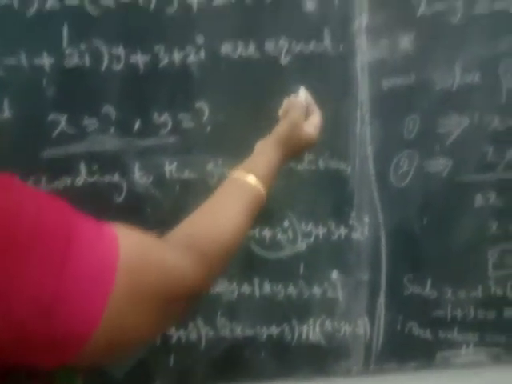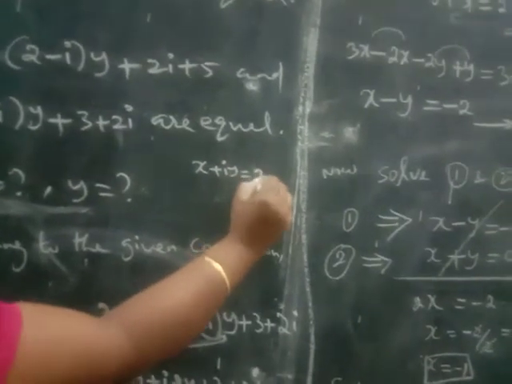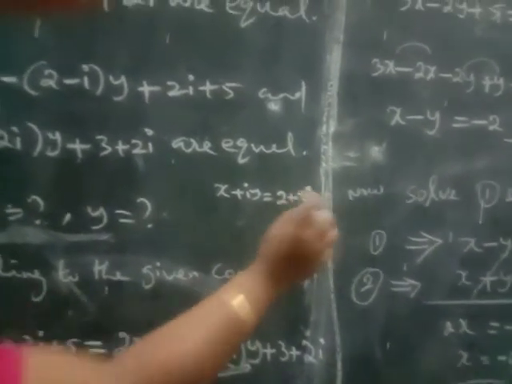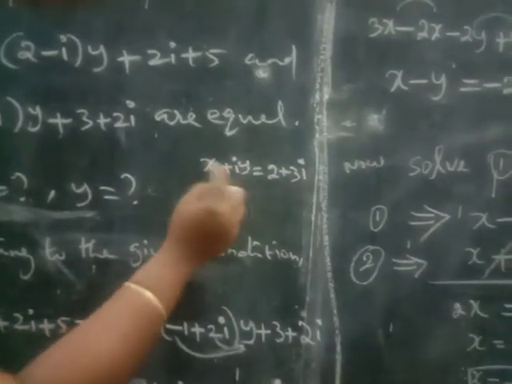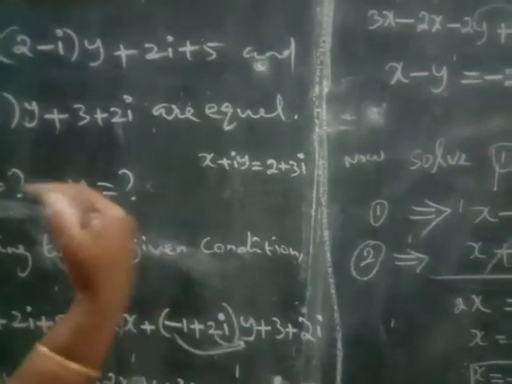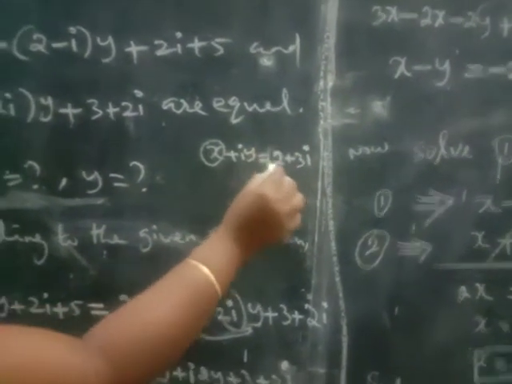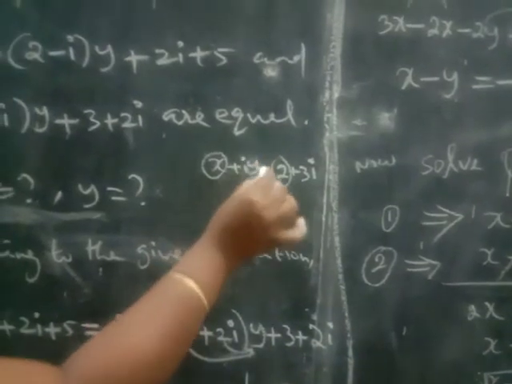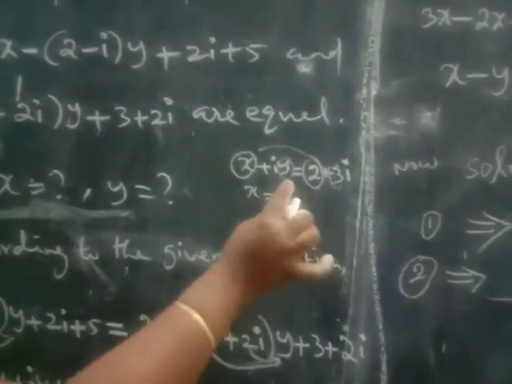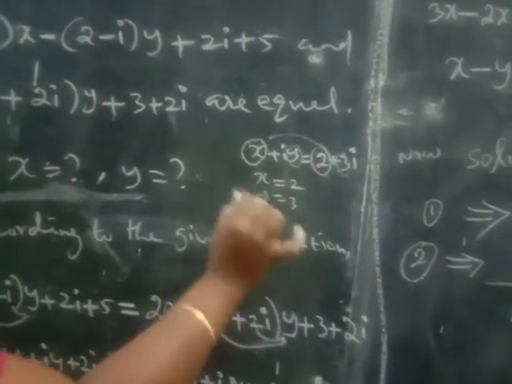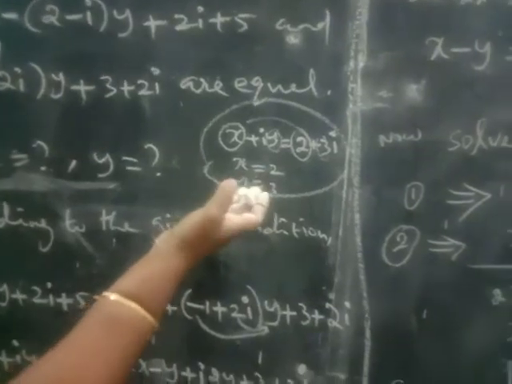So let me explain a small example. x plus iy equal to 2 plus 3i. See these two complex numbers. From this, how can you find the unknown x and y? So the concept is, if two complex numbers are equal, then corresponding real parts are equal and corresponding imaginary parts are equal. So the value of x is 2. Here the value of y is 3. So this is a simple complex number, so easily we can find the x and y values.